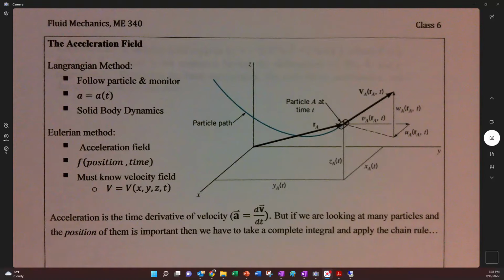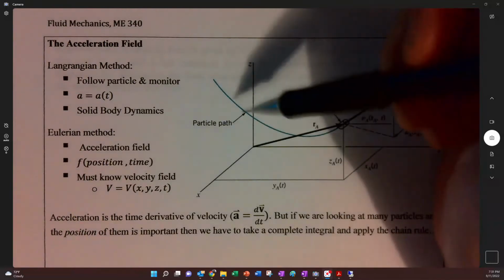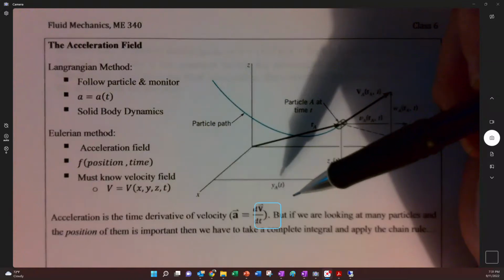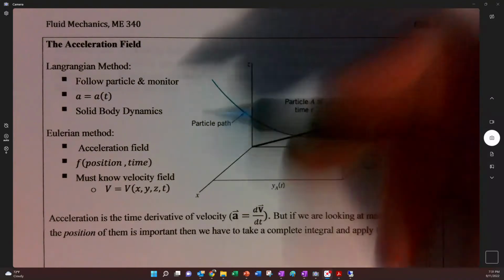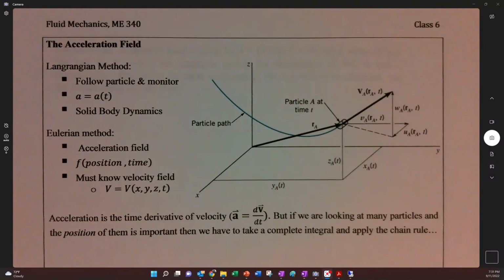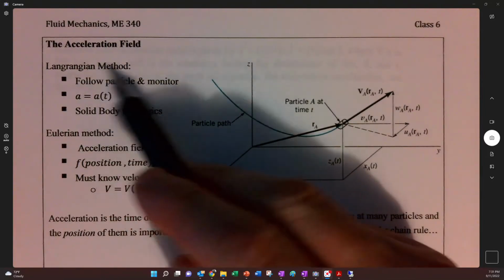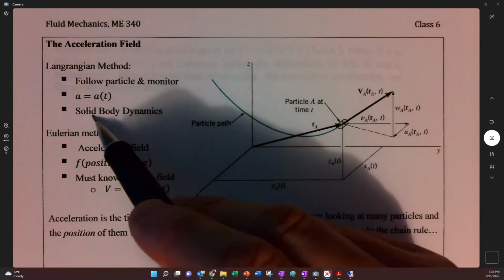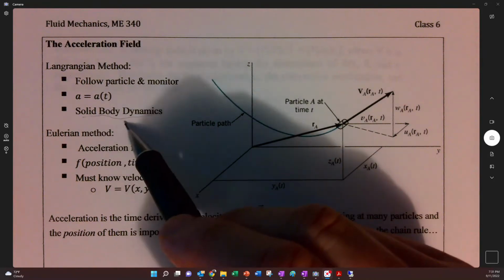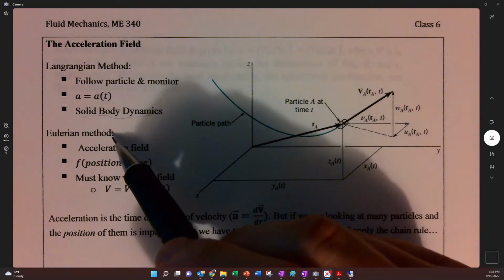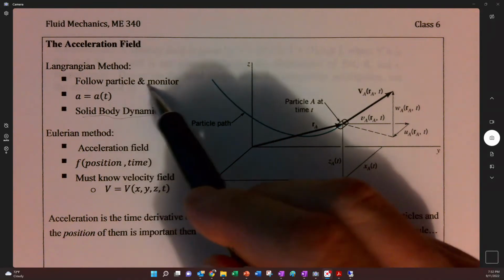The big takeaway that we want to get from the acceleration field is that acceleration is not just the time derivative that we think it is. It also is dependent on position as well. If we were just talking about one single particle, and the Lagrangian method that we used in solid body dynamics, acceleration is merely a function of time. We follow a particle and we monitor it.